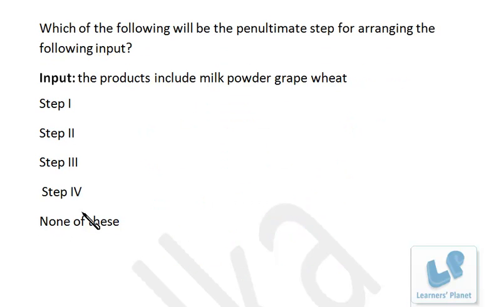Now in this question, which of the following will be the penultimate step for arranging the following input? We have to find out the second last arrangement. Here T, P, R, I, M, P, O, G, N, W. Now in the very first step, G and T will exchange their position. So it's G, and just write PR because PR and PO are there. So G, PR, I, M, PO and T and W. This is the first step.